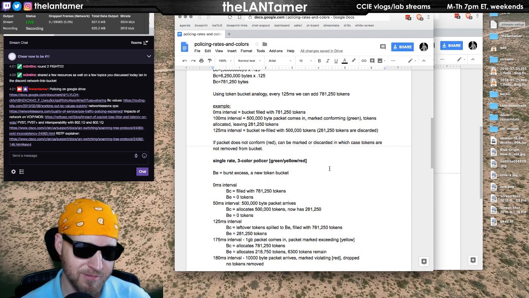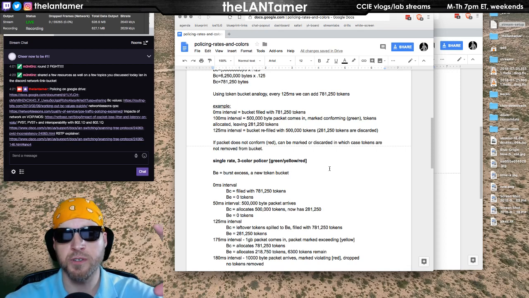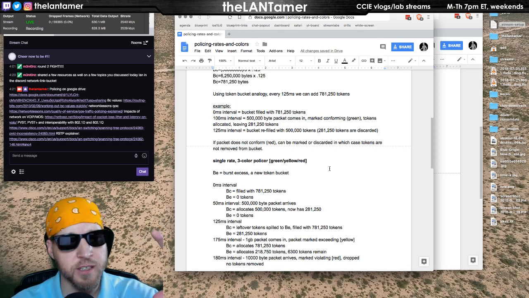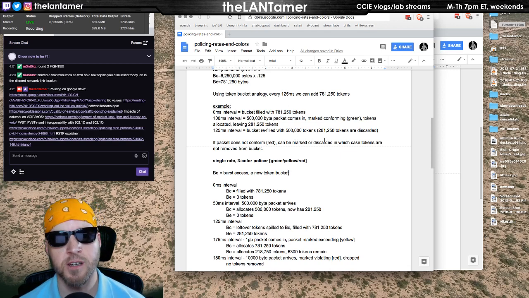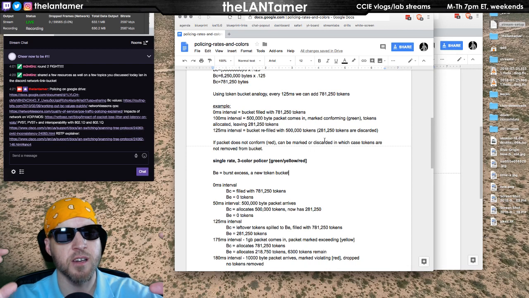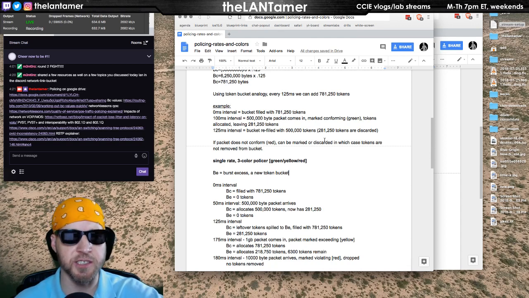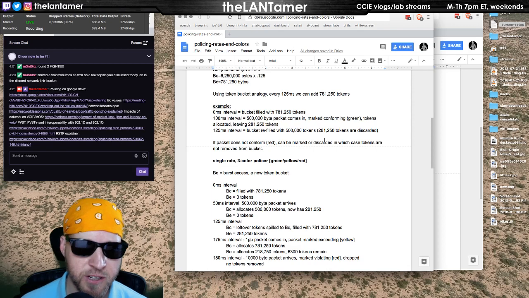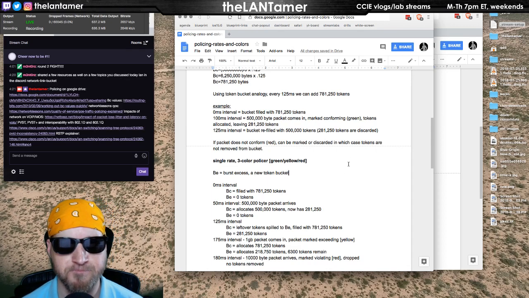Exceed is yellow. And in the case of exceed, you can make certain decisions. You can decide to forward it, or forward it marked lower priority, whatever you want to do, right? But let's say a packet comes in and there are not enough tokens in either the BC or the BE bucket. Well, this is in violation. That's the third color. In this case, it's red, and you're most likely going to drop it, right?